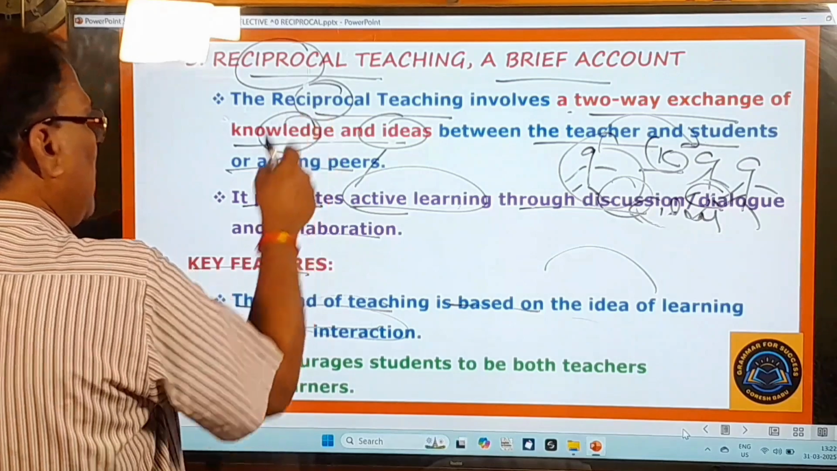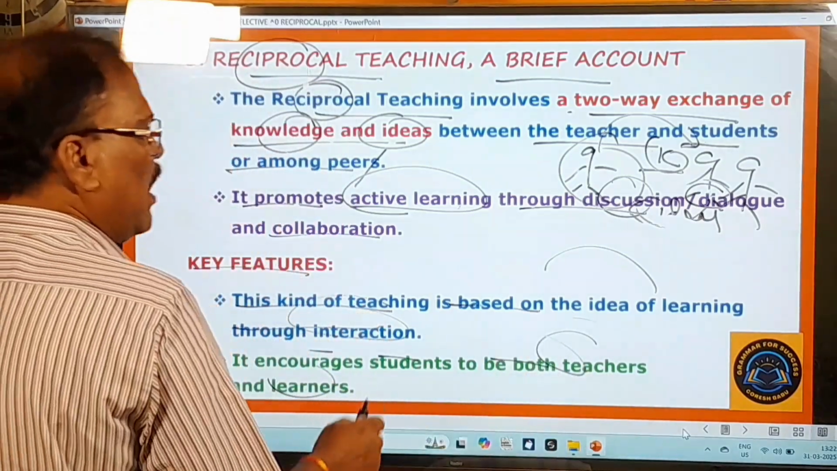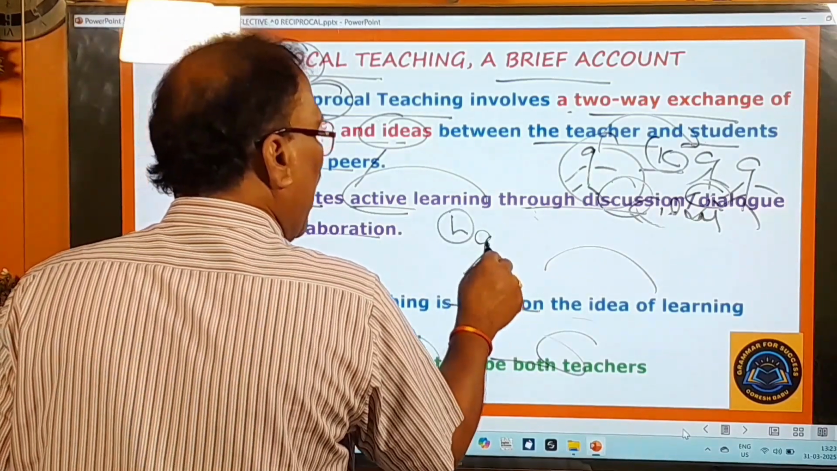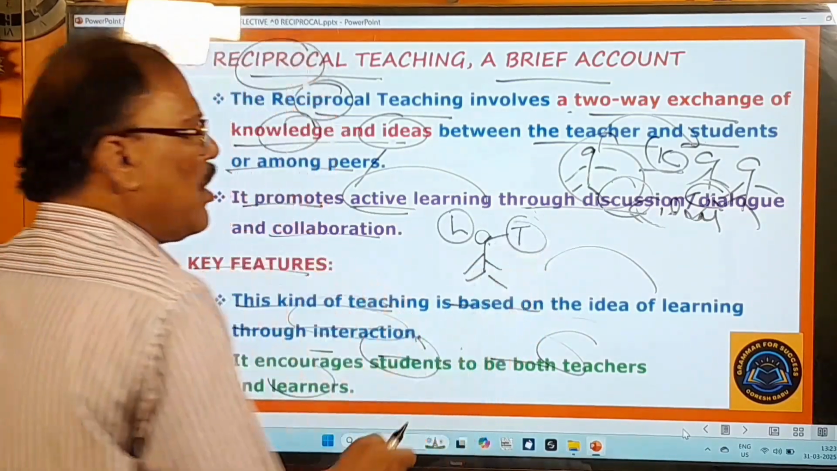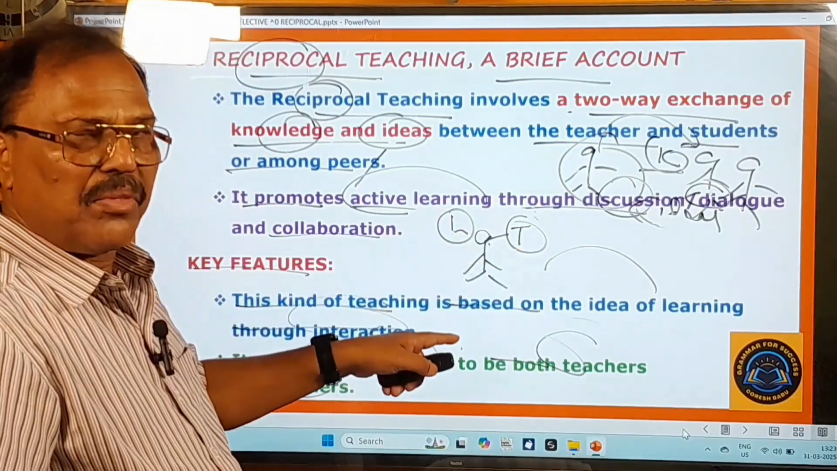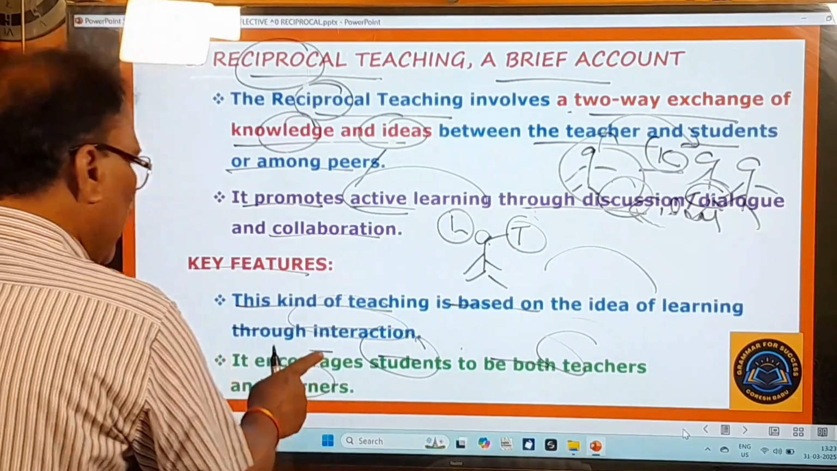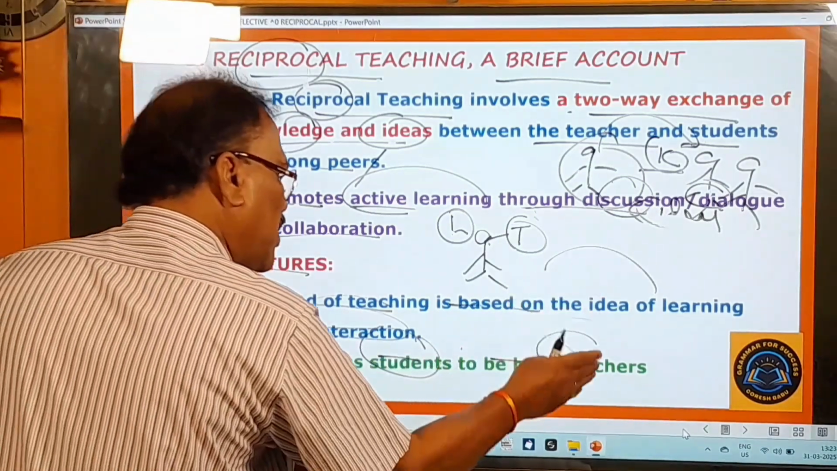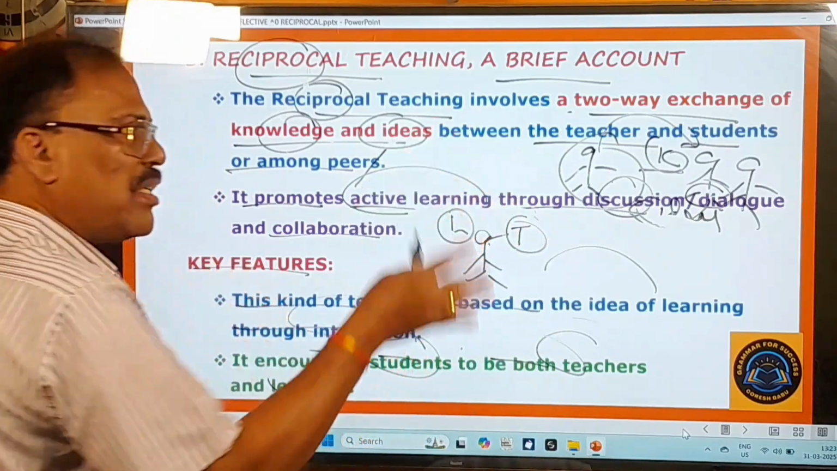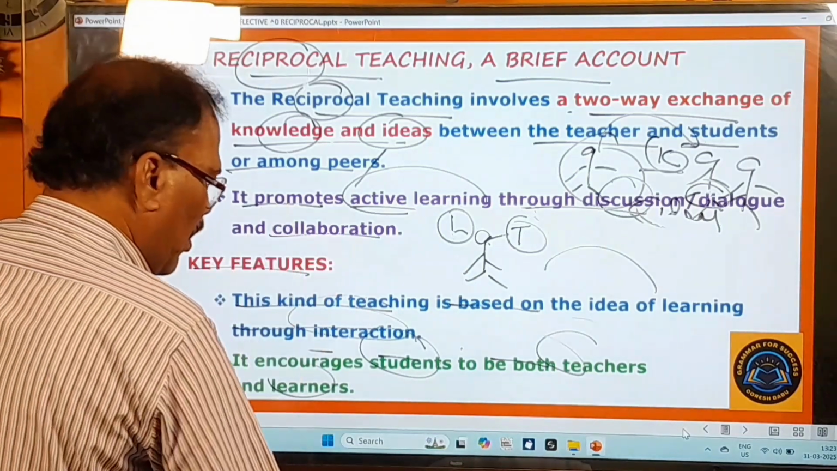Another feature of this reciprocal teaching is it encourages students to be both teachers and learners. That means now the student will be what? Both a learner and what? A teacher. So he is not only the learner, he is not only the teacher. So two things are there in him: learning, teaching. So in this way, it encourages students to be both teachers and learners. That means the students themselves will be learners, the students themselves will be the teachers. So that is the second feature of this reciprocal teaching.